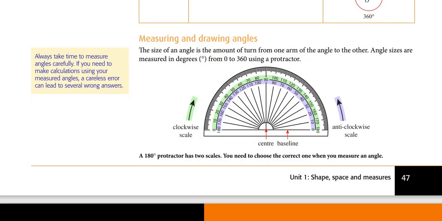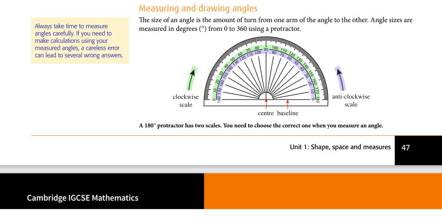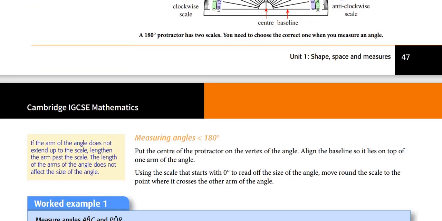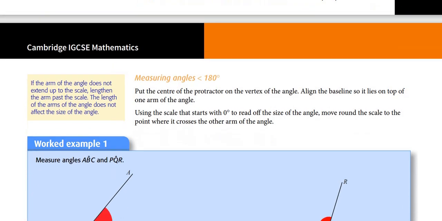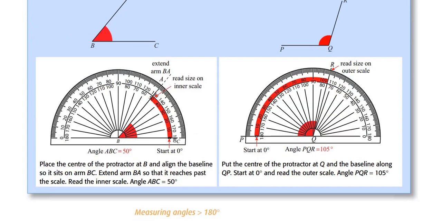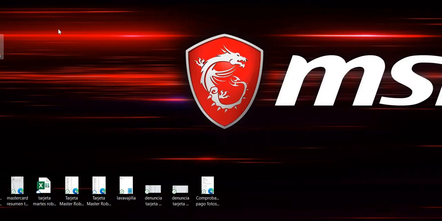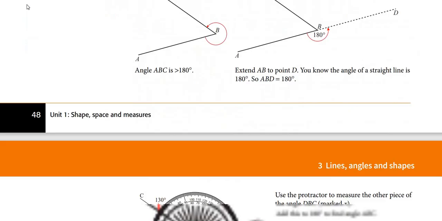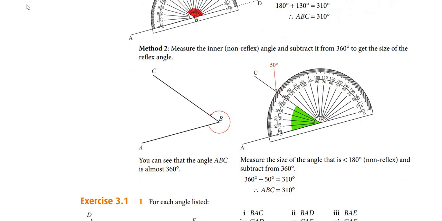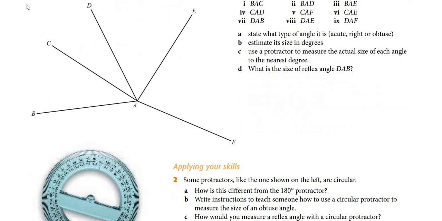You should by now know how to use a protractor. Okay, so you have to get one for next Tuesday. Yes, you have to for next Tuesday, not for this class. So there are some exercises here of how to use a protractor. Okay, how to measure angles. You should know all these two methods. Then you have to measure these angles.